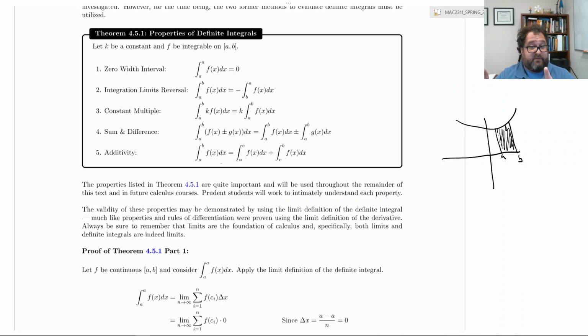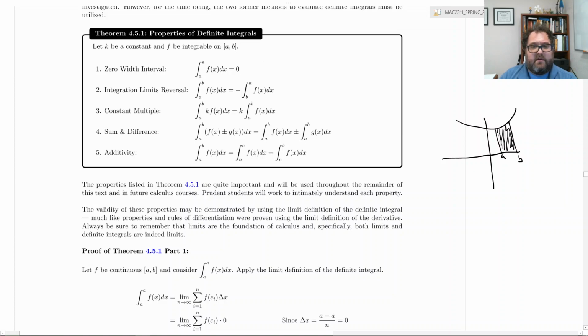Now this is only for sums and differences. For products, no such luck. Products, quotients, and such, no such luck. But for sums and differences, addition or subtraction, you can take the definite integral of the terms individually.